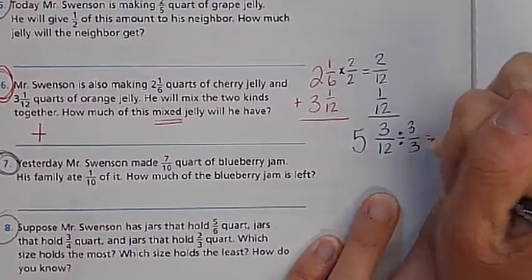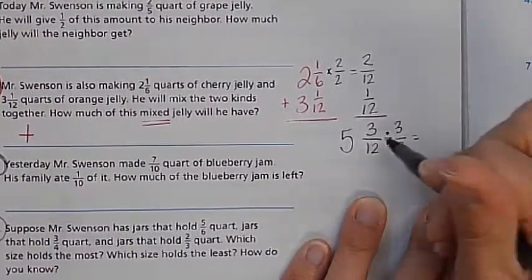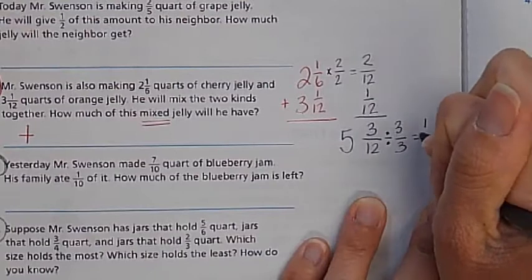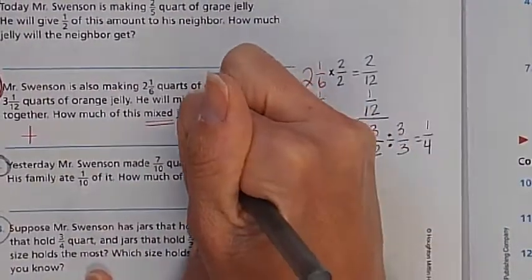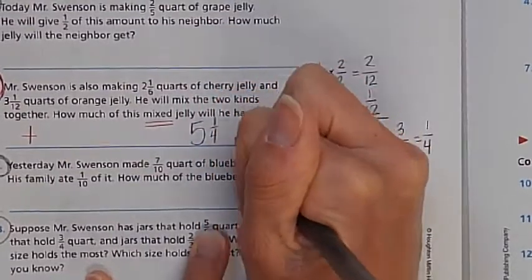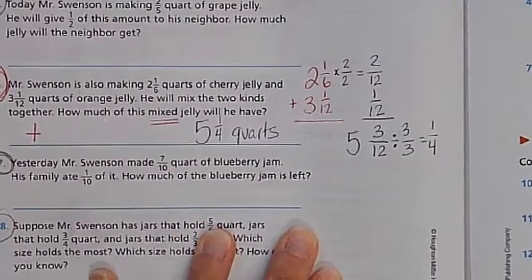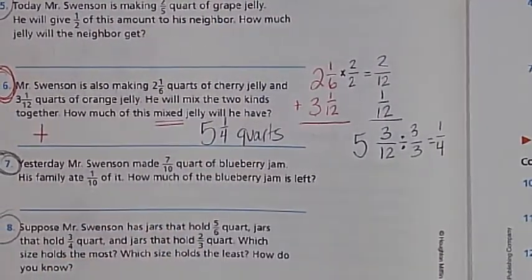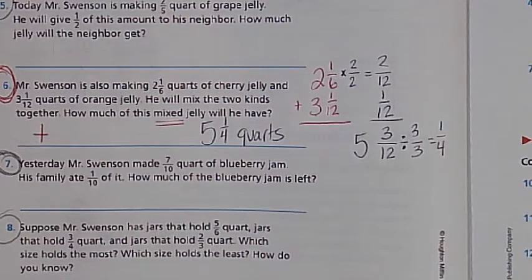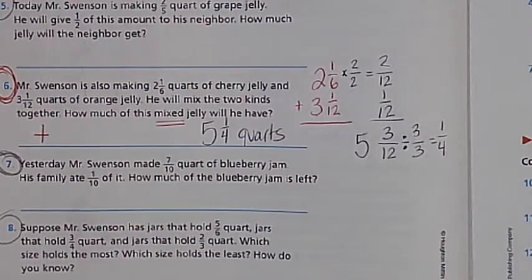I'm simplifying, so again, as long as this fraction is equal to 1, I'm not changing the value. 3 divided by 3 is 1. 12 divided by 3 is 4. So my answer becomes 5 1/4 quarts. So when you solve these word problems, please take time to make sure that you're reading the problem carefully, you're deciding which operation to use, and then you are solving the problem completely, which means doing the math and then simplifying if you need to.